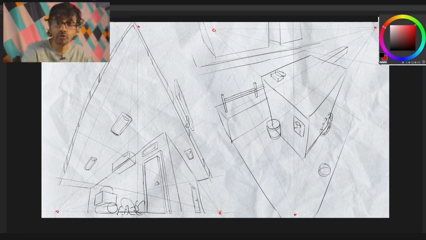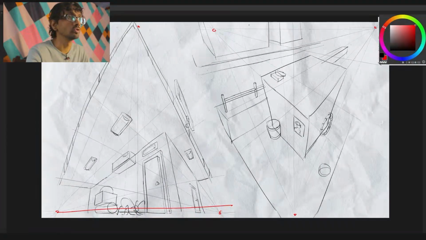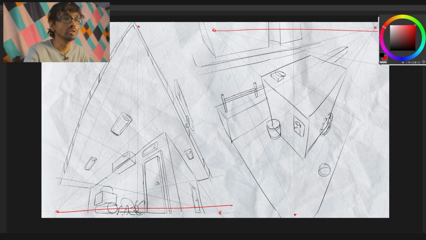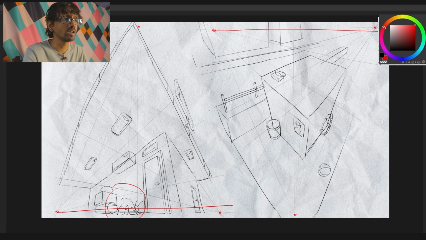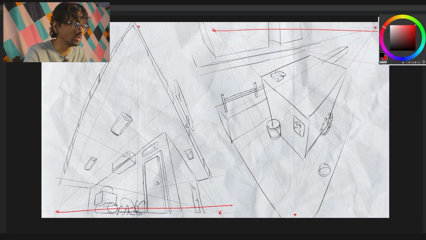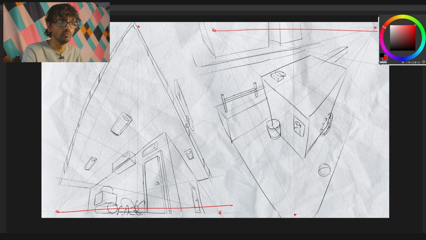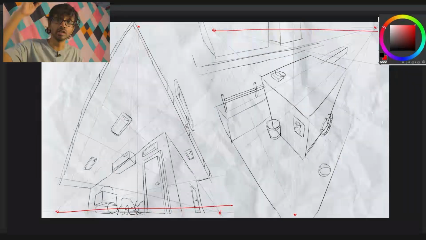Okay? And of course, we have the horizon line as usual, which is normally present either over here or over here. Now, there are 2 types of 3-point perspective. The first one is an ant's eye view, and the second one is a bird's eye view. The ant's eye view 3-point perspective will appear as if we are looking at an object from below, okay? So the object is over here and we are looking at it from below.